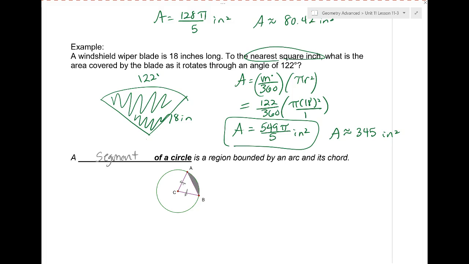Now, here's the thing. There's no fancy formula. It's all about the process. If I hadn't told you that was a segment of a circle, could you guys have found a way to solve for the area of that? What would you guys have done? Ethan, what would you have done? Find the area of the sector and then subtract the area of the triangle. Exactly.